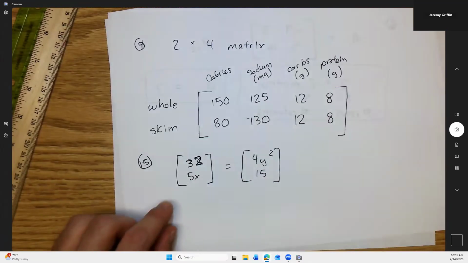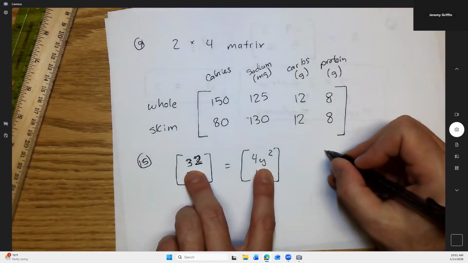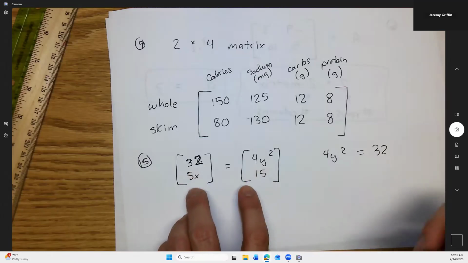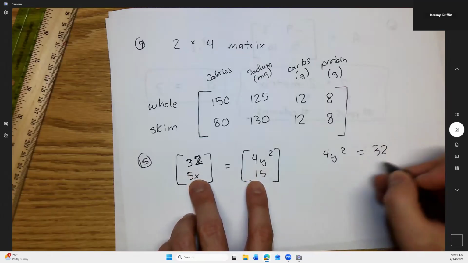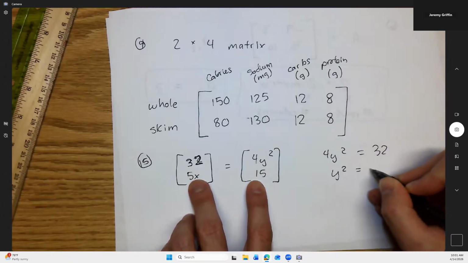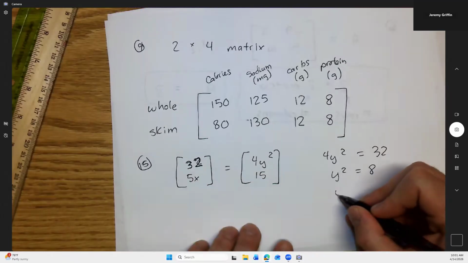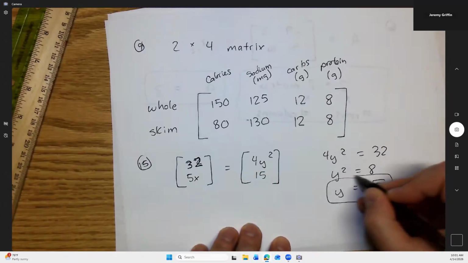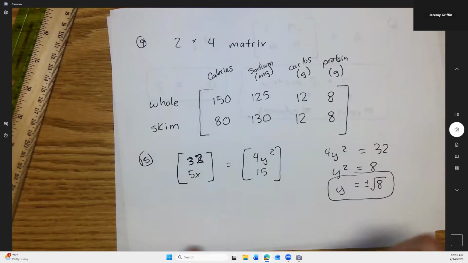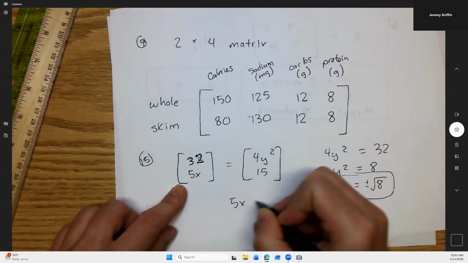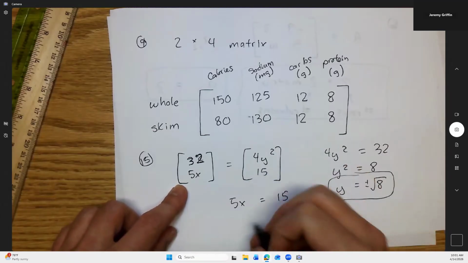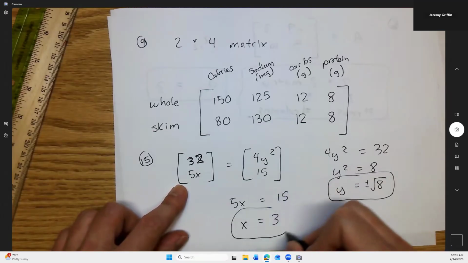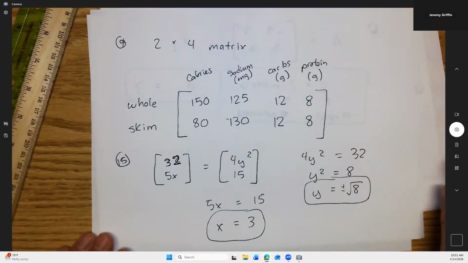What I can do is say 4y squared must be equal to 32 and solve for y. Let's do it. Divide both sides by 4. y squared is 8. So y could be the square root of 8, maybe plus or minus. And how about for x? 5x could be 15. So then x is equal to what? 3. There you go. All right, that all right?